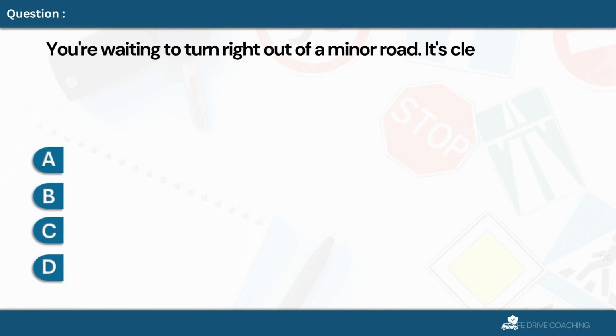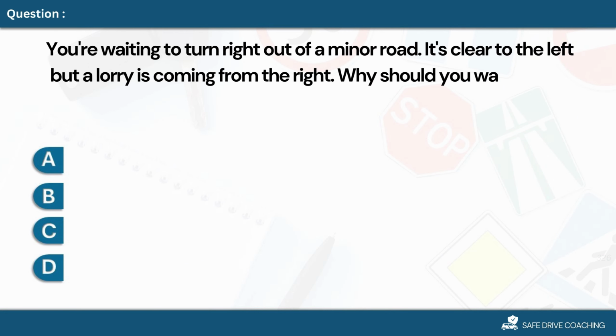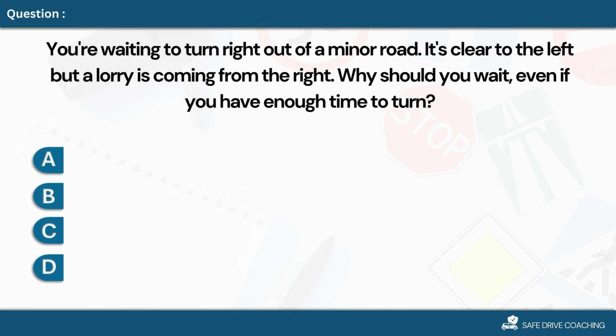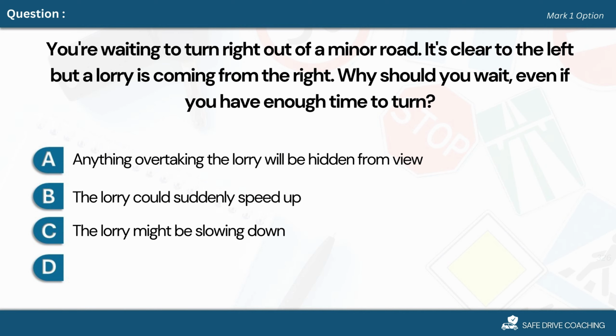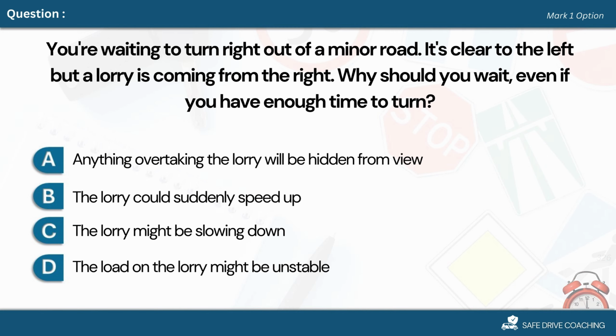You're waiting to turn right out of a minor road. It's clear to the left, but a lorry is coming from the right. Why should you wait, even if you have enough time to turn? A. Anything overtaking the lorry will be hidden from view. B. The lorry could suddenly speed up. C. The lorry might be slowing down. D. The load on the lorry might be unstable. The correct answer is A. Anything overtaking the lorry will be hidden from view.